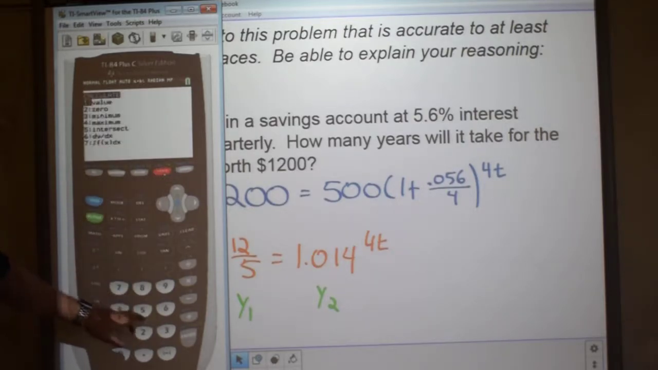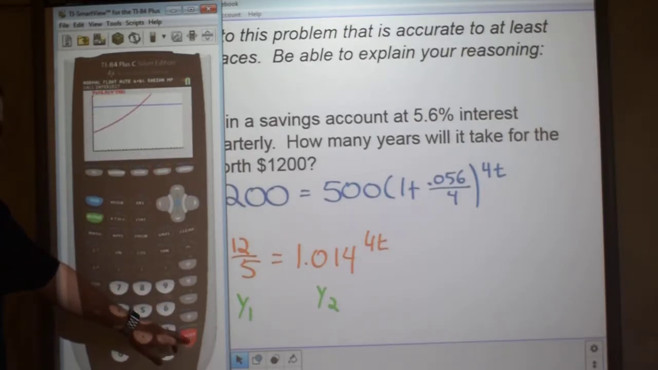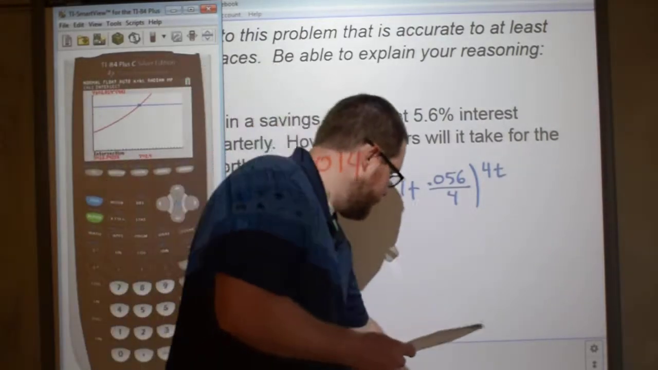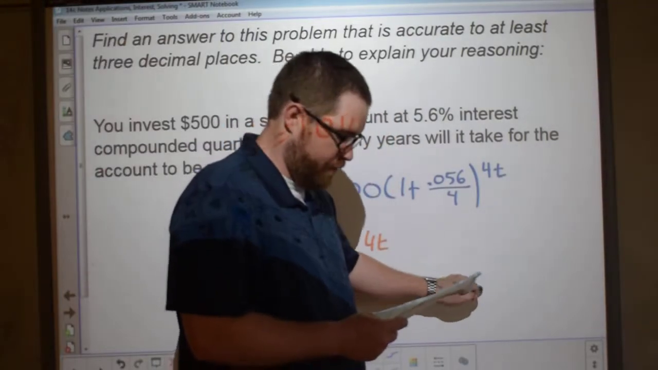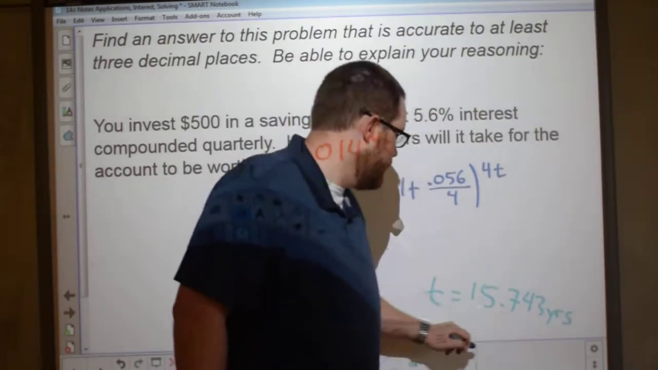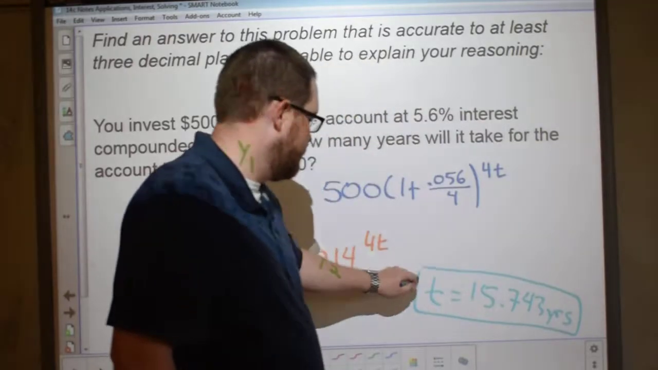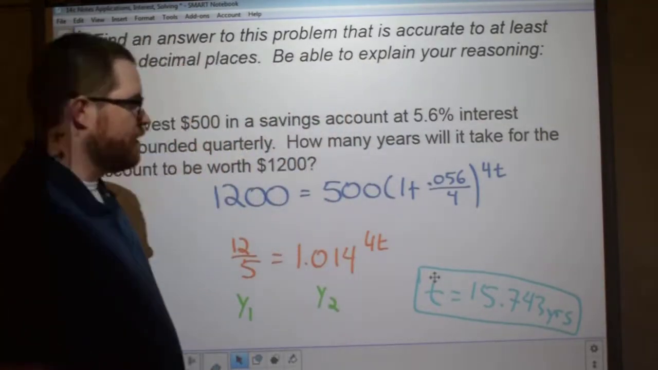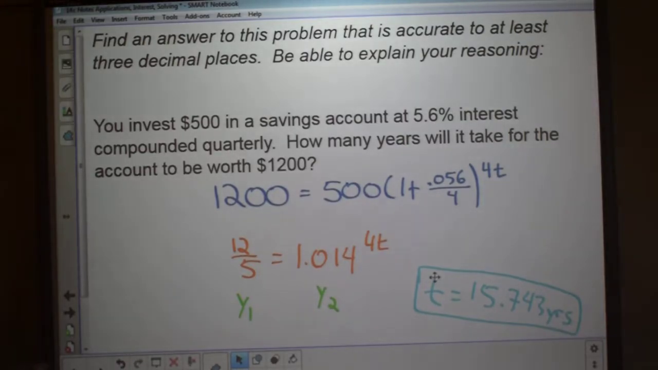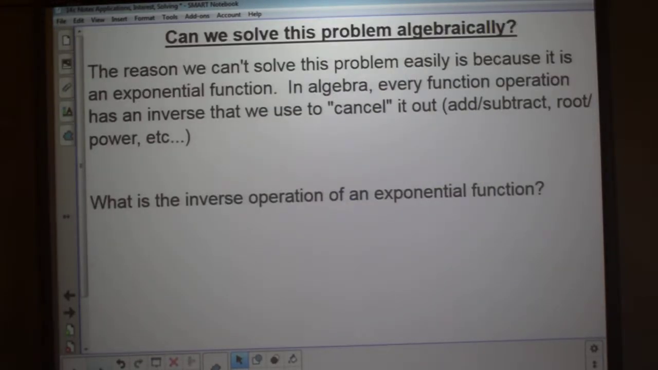Second trace, 5, enter, enter, enter. And I get t to be about 15.743 years. And this is a really good estimation, about 15 years and 9 months. But can we do it algebraically?